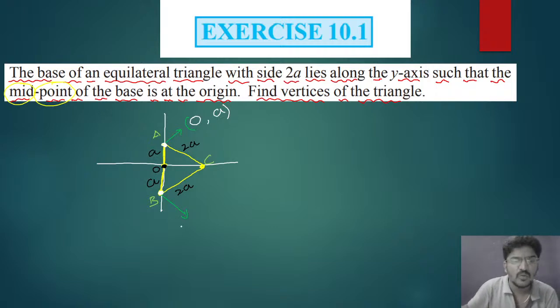So now tell me, what is B? Again x is 0, y is minus A. So 0 comma minus A. Vertices A is 0 comma A. Vertices B is 0 comma minus A. Very good. Now we have to find vertices C.